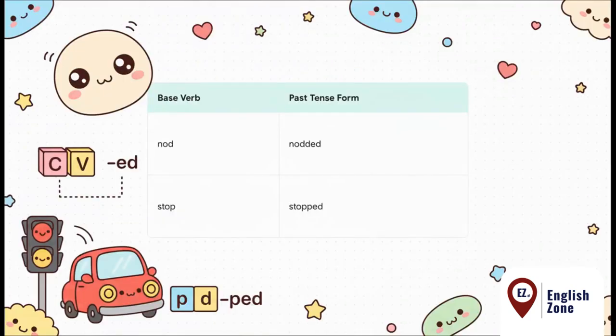Let's see it in action. The verb nod, N-O-D, that follows the consonant-vowel-consonant pattern, so it becomes nodded. Same thing with stop. It becomes stopped with a double P. For example, the car stopped at the red traffic light.